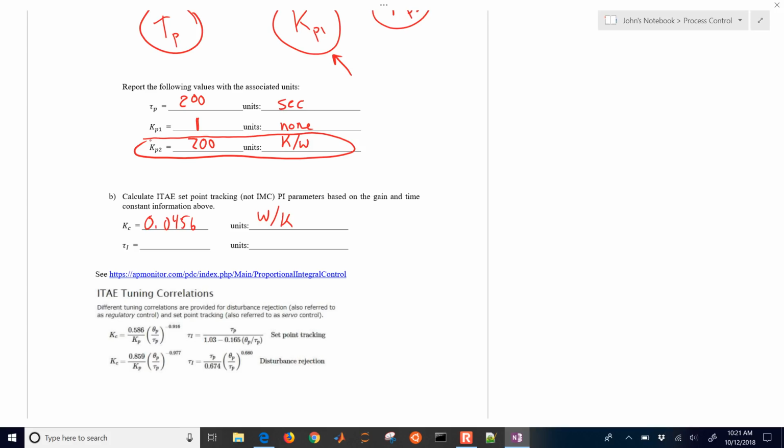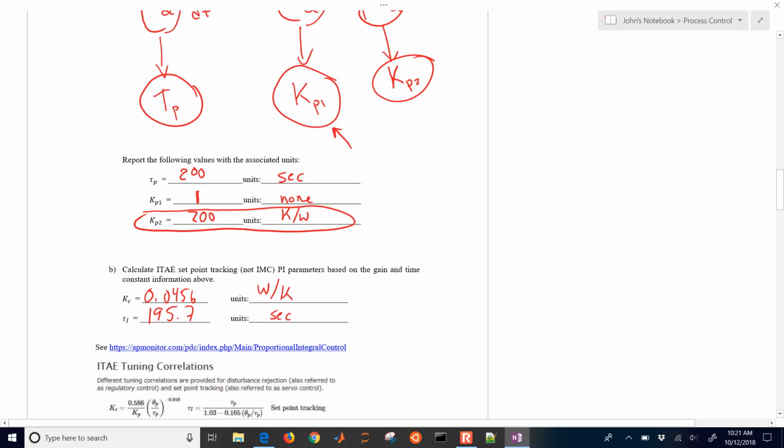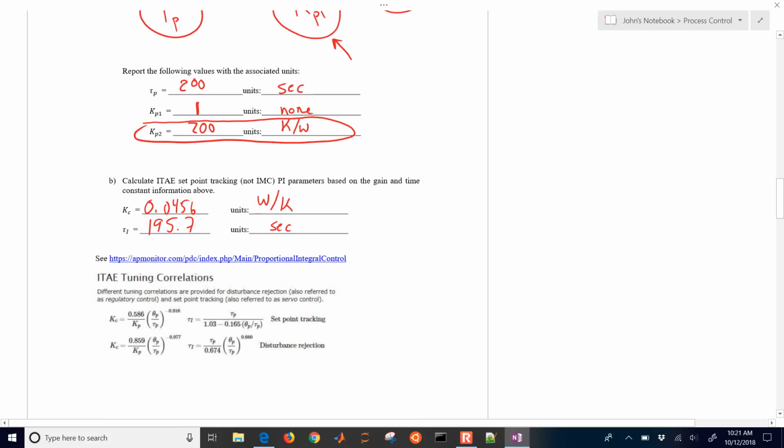And then the tau I value is going to work out to be about 195.7, and the time units on that are seconds. Okay, so in this case, I guess I should have mentioned this. I should have put this in the problem, and I didn't. I'll change that in the PDF. One of the important things about this is if you have 0 dead time, then that KC value could go to infinity. Okay, and then you also have a dead time there.